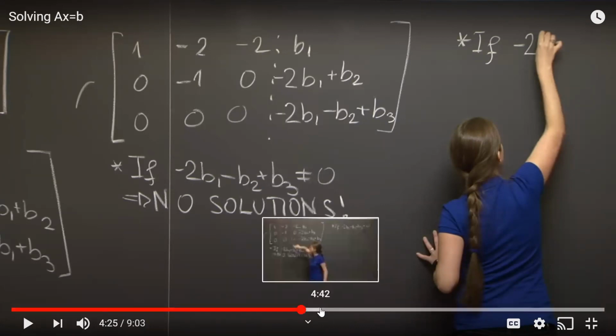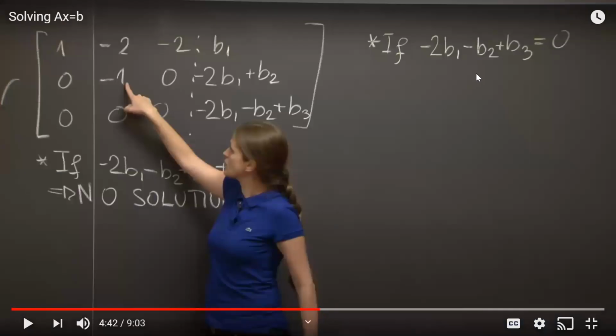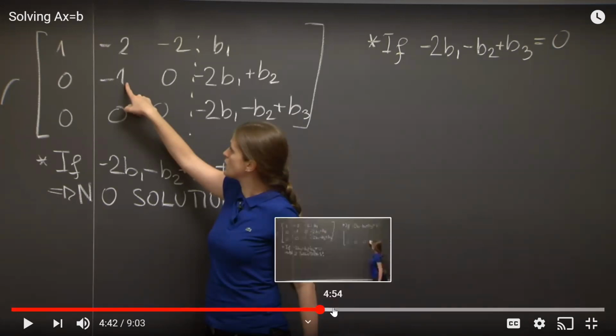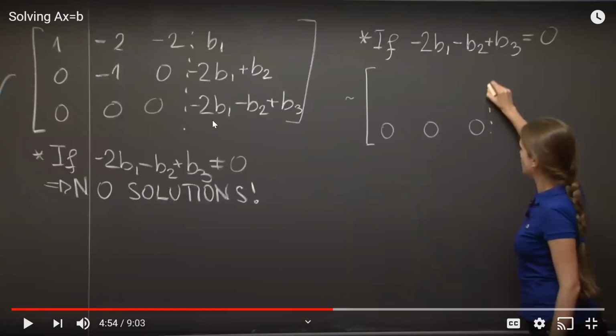However, if minus 2b1 minus b2 plus b3 is 0, then there is a solution. And that solution we are going to find. But keep in mind, it will not be a unique solution. It will be a many solution situation. Okay, good. So in order to find this many solution situation, we will use -1 and also remove this -2. Once we do this, this becomes what we call reduced echelon form. So reduced echelon form we will find.